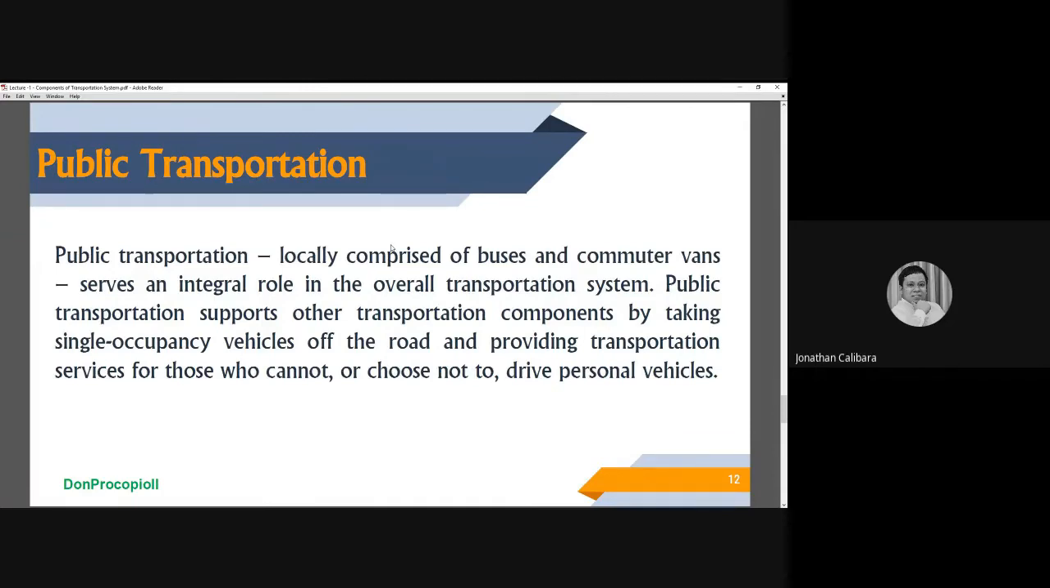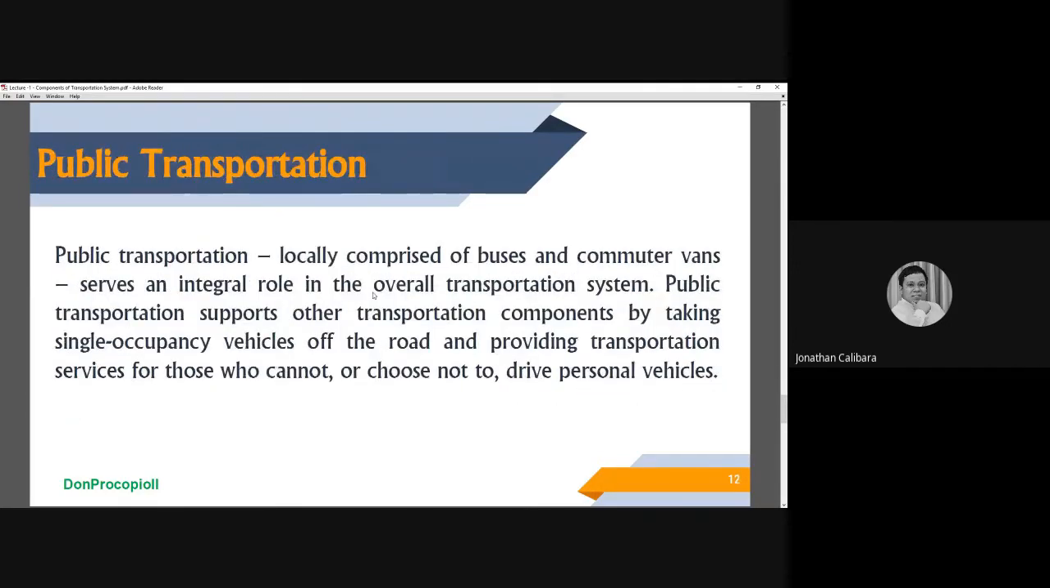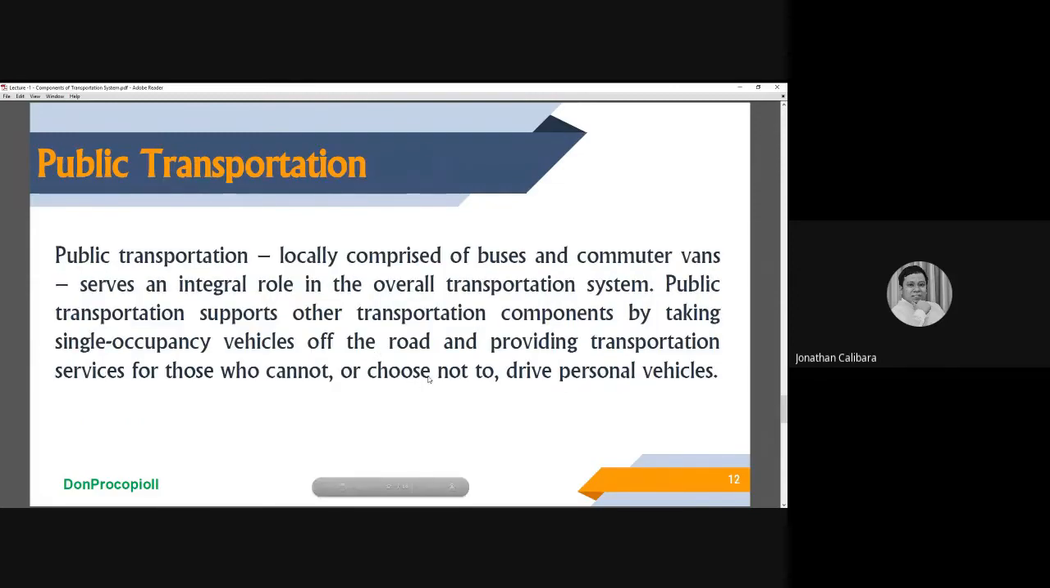Public transport is locally comprised of buses. These are under franchise from the LTFRB, for example vans, buses, jeepneys, or taxis. Public transport serves an integral role. Public transportation supports the other transportation modes by taking single occupancy vehicles off the road and providing transportation services for those who cannot, and choose not to, use their personal vehicles.